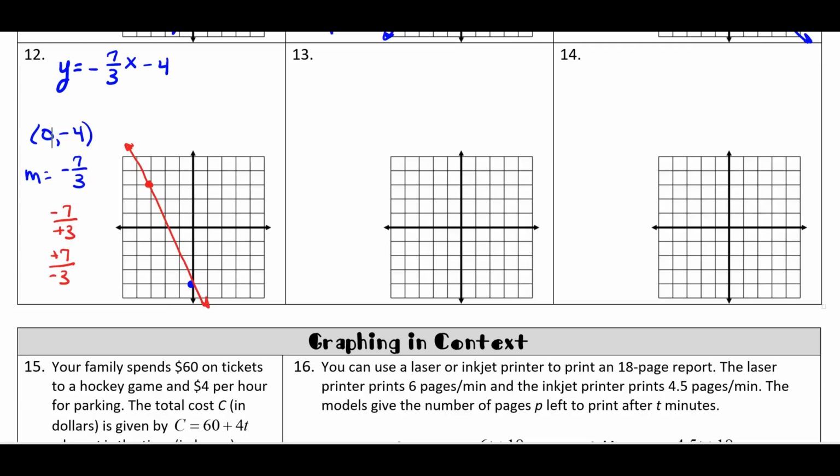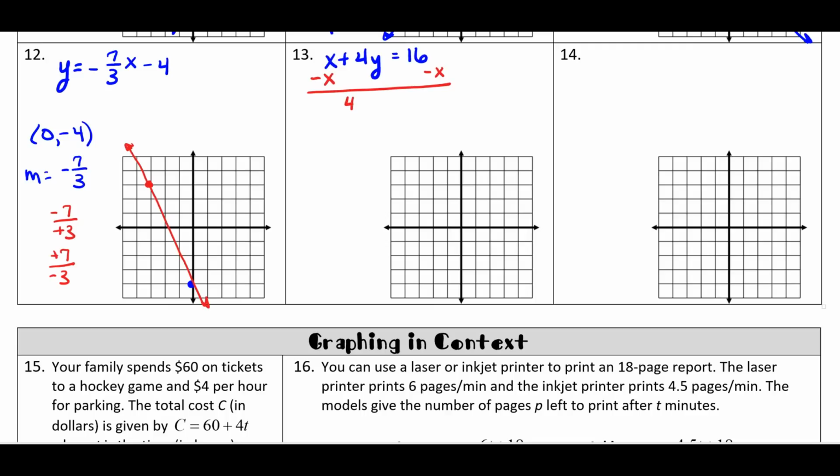Alright, so number 13, we're going to have x plus 4y equals 16. So this time we have to solve for y. This is not in slope-intercept form. So we're going to start by subtracting our x term.